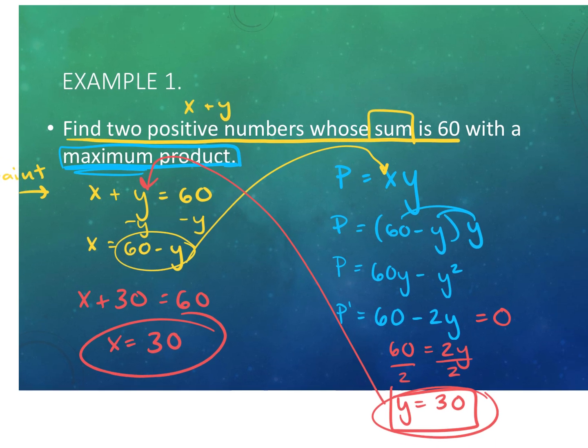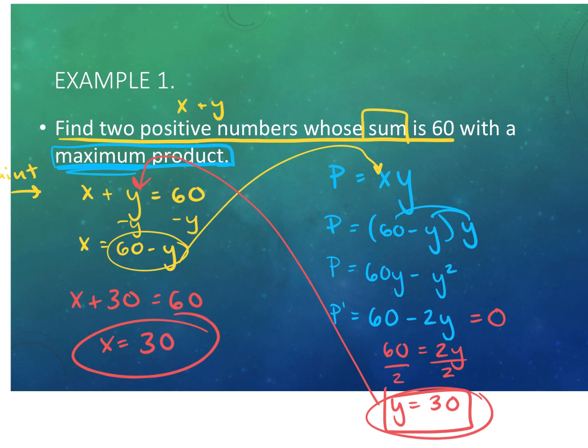So kind of looking back at this question, we're looking for two positive numbers whose sum is 60. So 30 plus 30 would be 60. With a maximum product, what's 30 times 30? 900. If I were to pick two other numbers whose sum is 60, let's say I had 29 times 31. 29 plus 31, the sum is 60, but what's 29 times 31? Not as big as 900. It's actually 899.